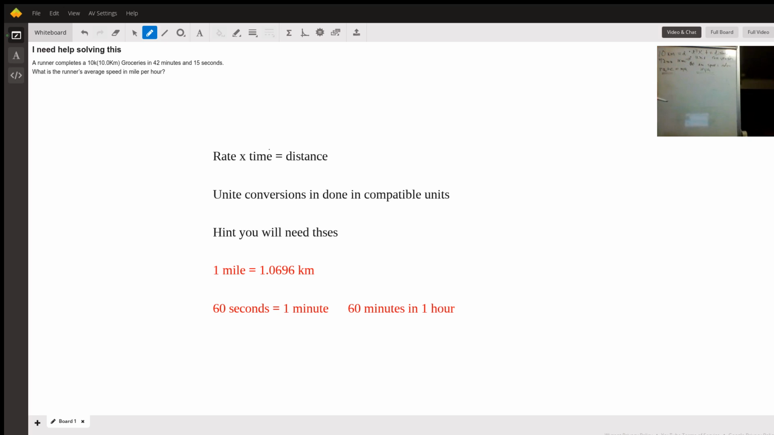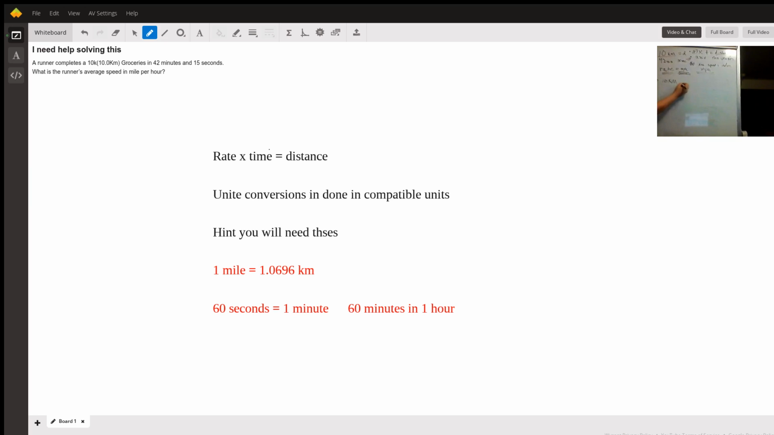But before we do that, we've got to put everything in the same units. Our final rate needs to be in miles per hour, so kilometers is really not going to cut it. We need to convert everything into the proper units. First thing I'm going to do is take my 10 kilometers and convert it to miles. Now, how do I do that?